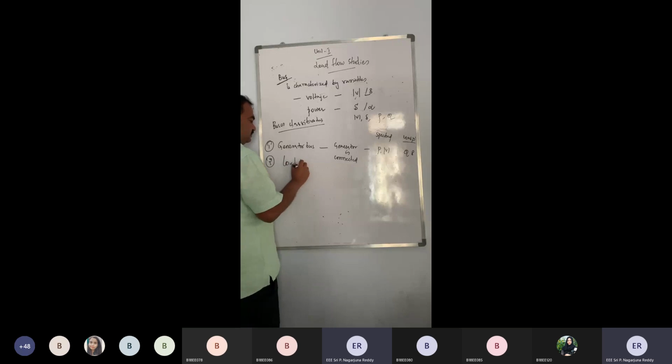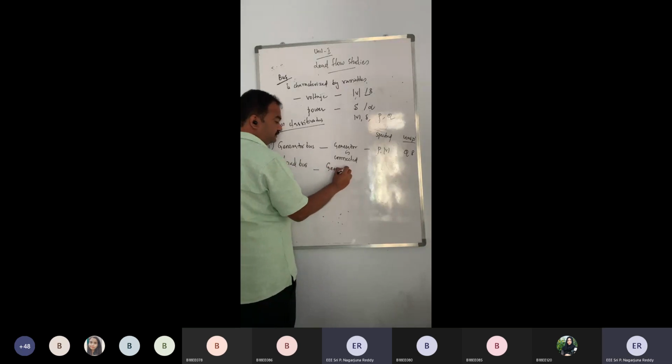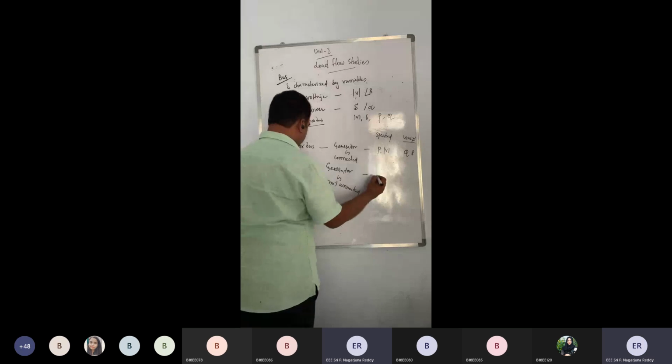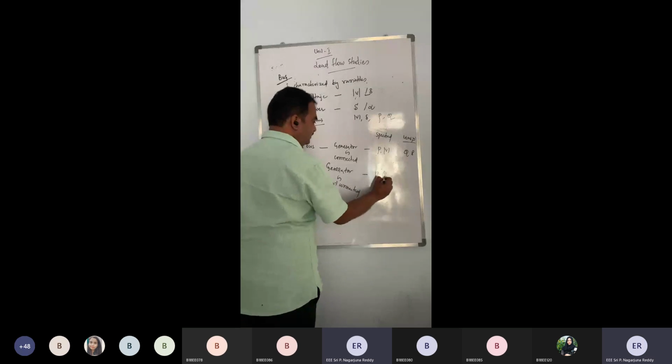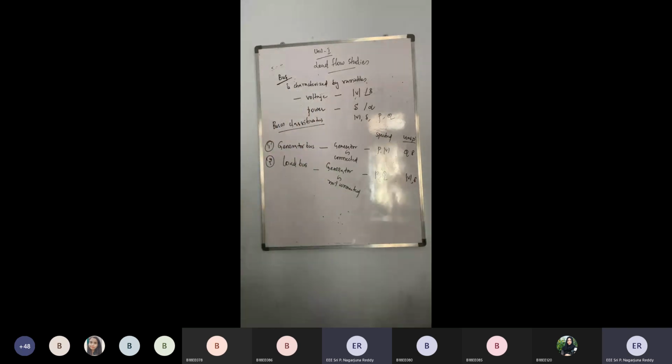Next one is load bus. How is it defined? A bus to which a generator is not connected is called a load bus. So now let's see. What are the parameters which are specified here? P and Q. What are not specified? Mod V and delta. Understood now what is the classification of buses?